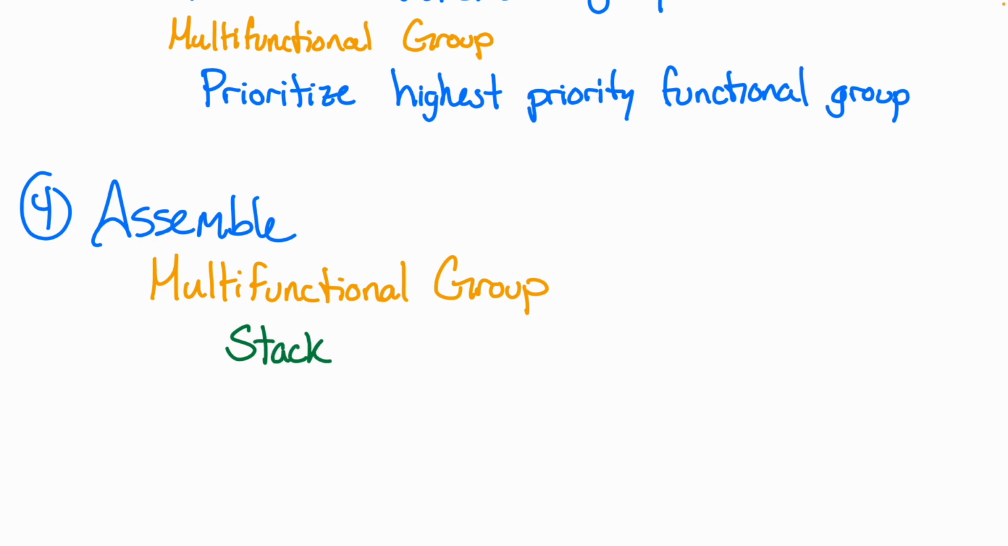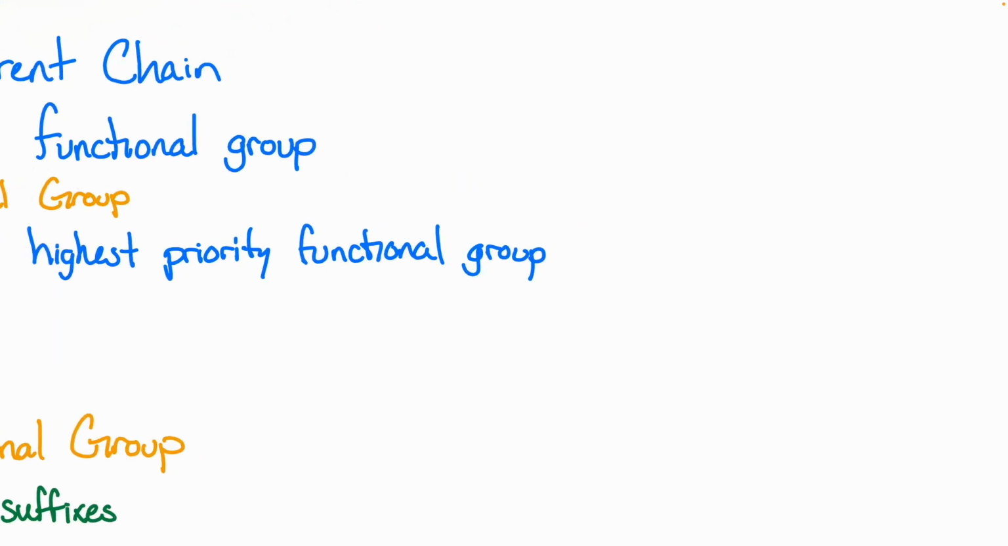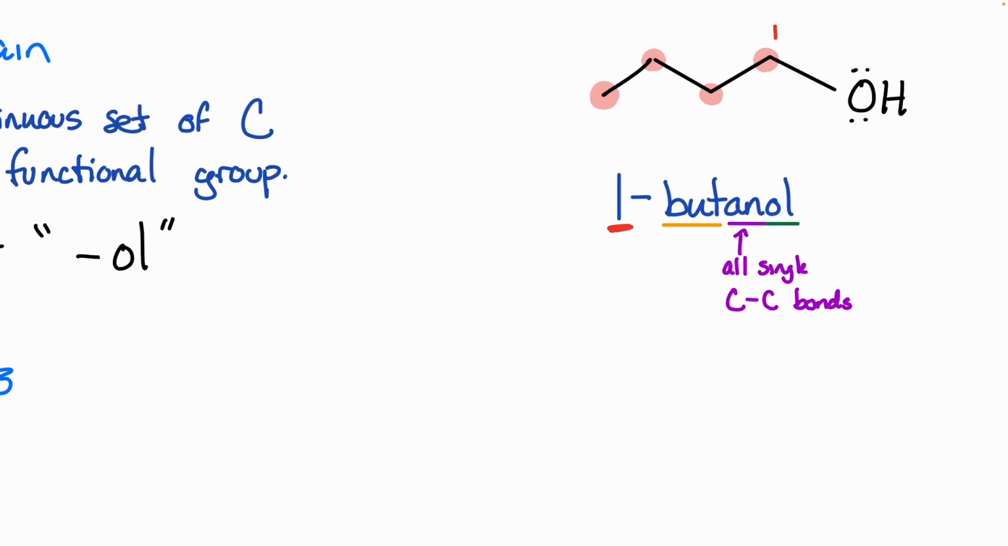We need to stack the suffixes. So what do I mean by that? For this first example that we did, 1-butanol, I could have written this another way that was perfectly acceptable by the IUPAC, where I put the location of that alcohol group in the back half of the name. So I could have also called this butan-1-ol. You can always put the number before your functional group at the end.